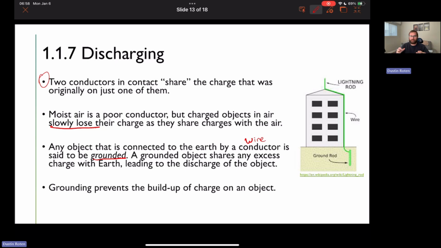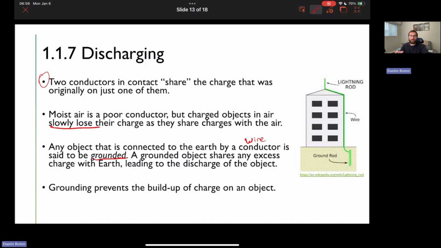So if you have, like, a lightning rod here in the picture, that excess charge that gets built up on the lightning rod or in the clouds, if you give it a path to distribute on the whole Earth, it's going to take it.